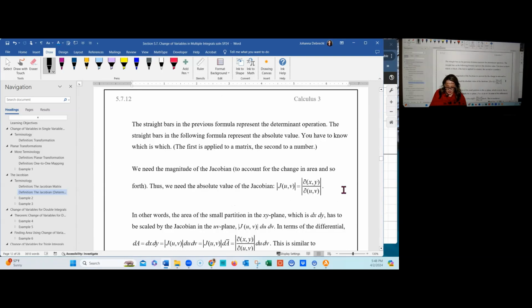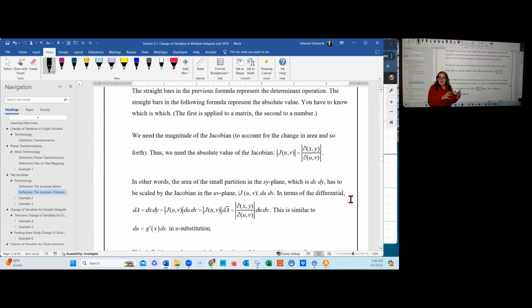However, when we convert from one to the other, we're talking about converting an area. An area can't be negative. So what we really want from the Jacobian is a positive or at least non-negative value. In fact, we really do want a positive, because if the Jacobian is 0, the integrand will 0 out and we get nothing. So we really want the Jacobian to be positive, in which case we want its absolute value. These bars right here do not represent the determinant operation. These bars represent the absolute value. So you have to kind of know which one is which. When it's applied to something that looks like a matrix, it's probably the determinant operation. But when it's being applied to a number, it's the absolute value operation. And the Jacobian does end up being a number.